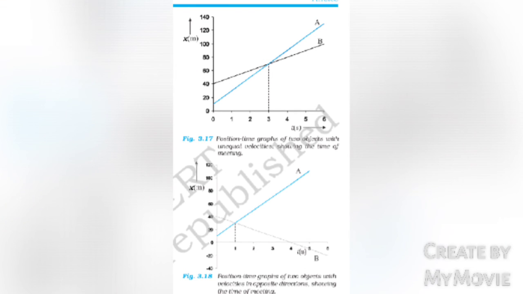Figure 3.17: Position time graphs of two objects with unequal velocities showing the time of the meeting. Figure 3.18: Position time graphs of two objects with velocities in opposite directions showing the time of meeting.